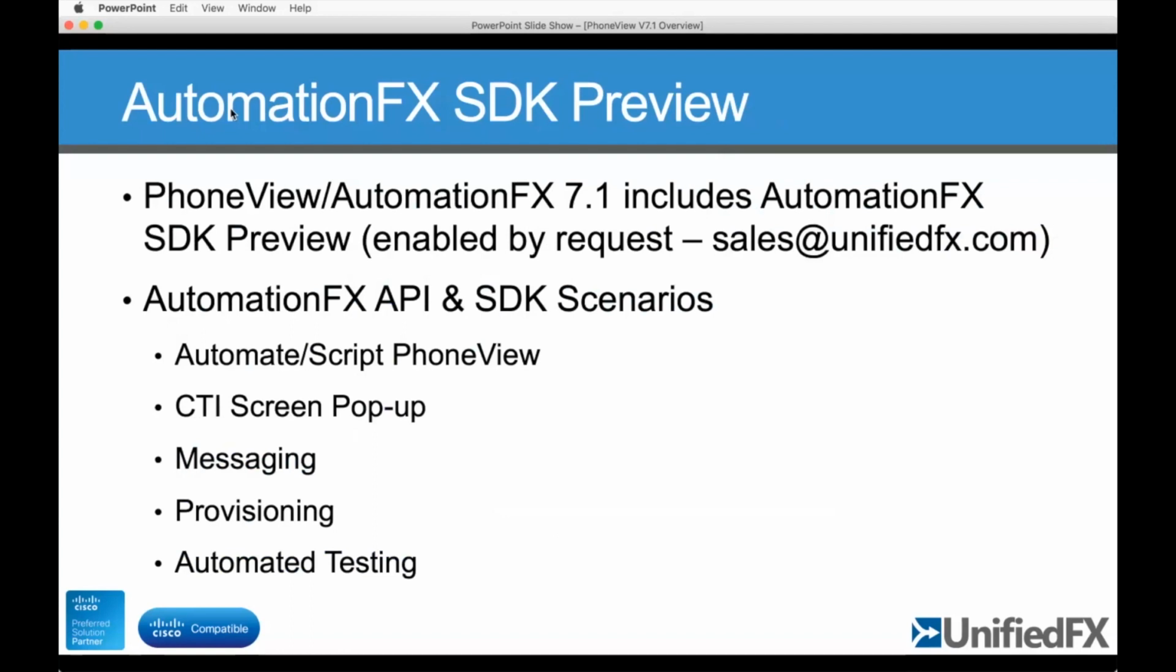What that basically means is it's subject to change. So if you do create something against version 7.1, you will need to modify or update it at some point in the future. The main release that we're targeting is 8.0 of PhoneView and AutomationFX later this year, hopefully October, but you never know. There's a lot of work to do. And when we get to that point, that's when everything should be production ready and finalized.